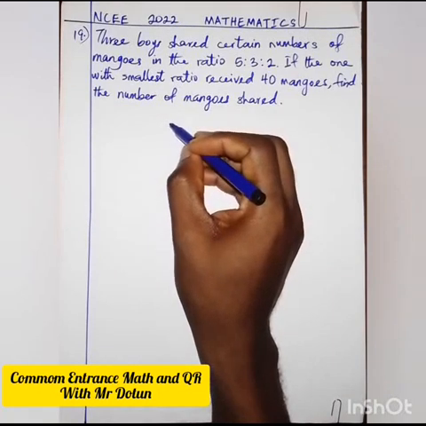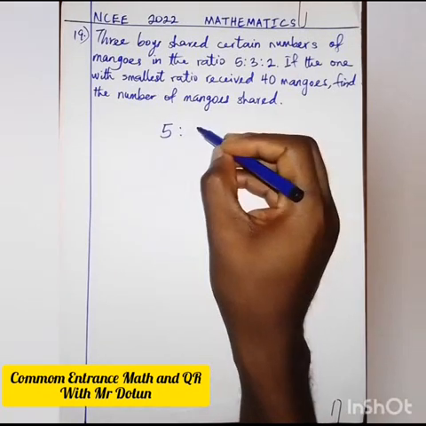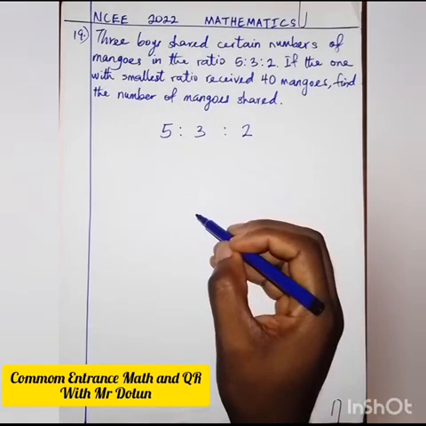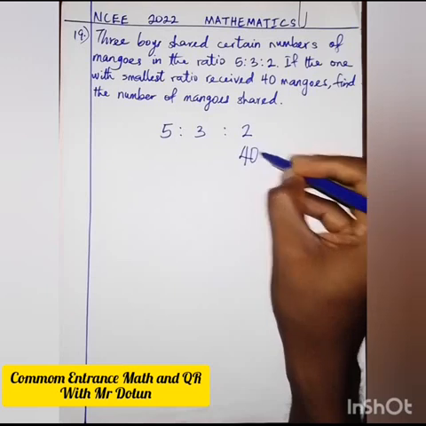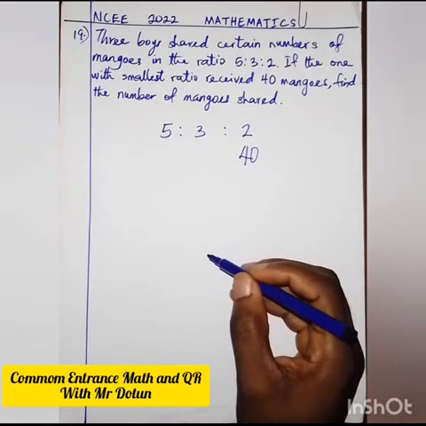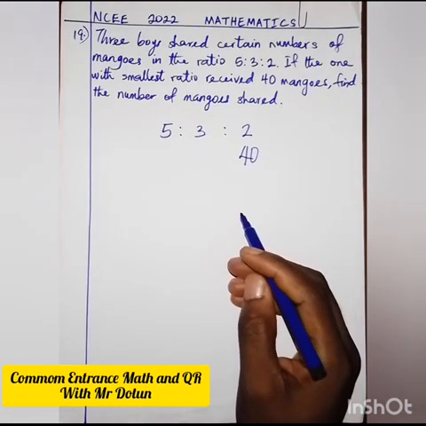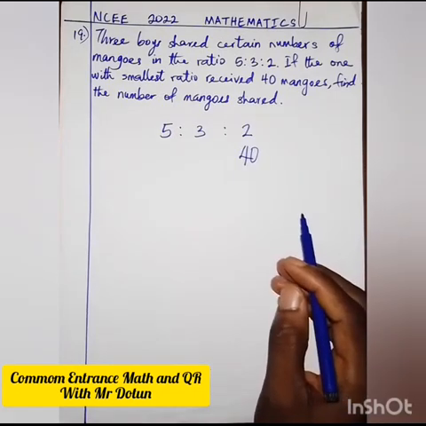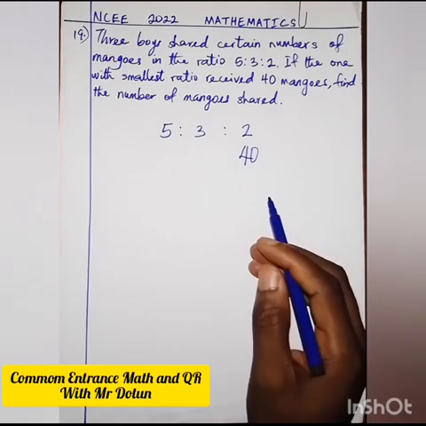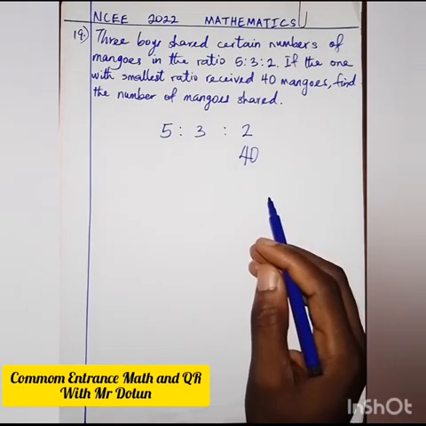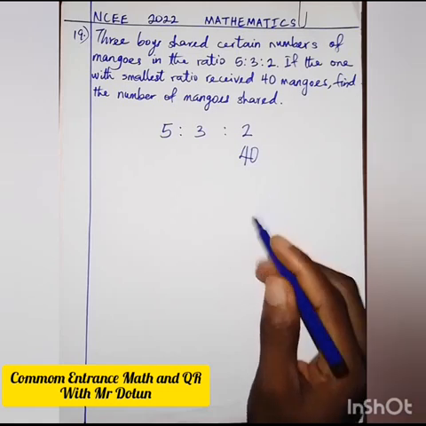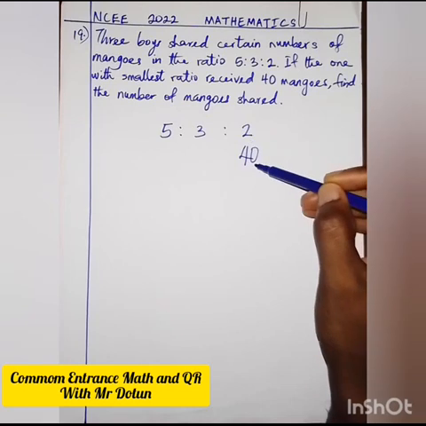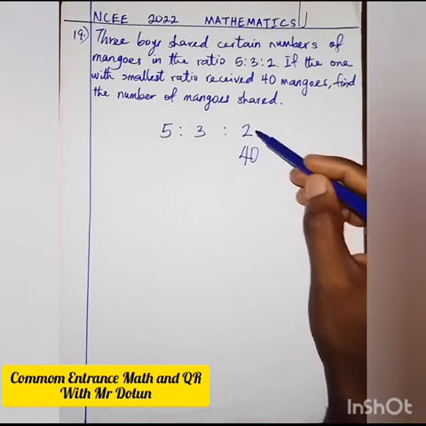We're given the ratio 5 to 3 to 2, and we're also told that the smallest ratio received 40 mangoes. This is very simple. We can just use a shortcut to find the answer, as this is an exam. You need a method that will be as fast as possible. So this is the smallest ratio, and the number of mangoes for it is 40.